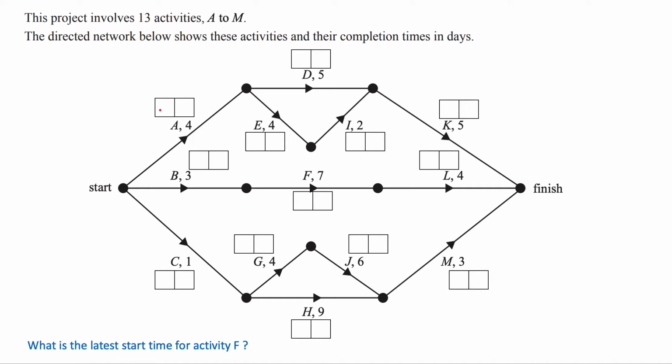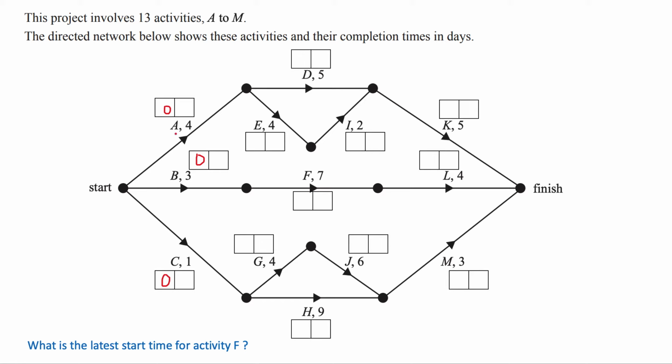So what we're going to do here, and I'm going to go through this relatively quickly, so you can always pause it and rewind it if I've gone through something a little bit quickly. I'm going to go through and do all of the earliest start times for each activity. And then we'll start working backwards and trying to figure out the latest start time for activity F. Okay, so we've got A, B, and C. They can all start straight away. So I'm going to put some zeros in here.